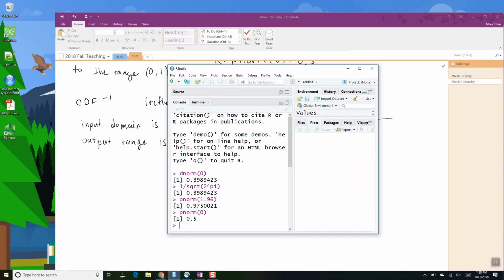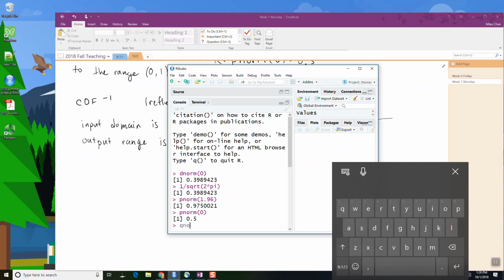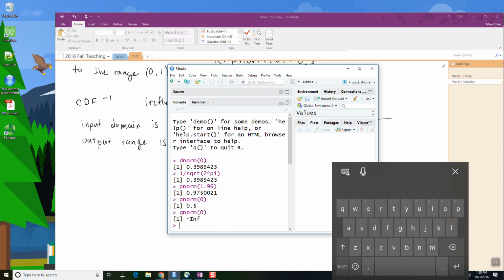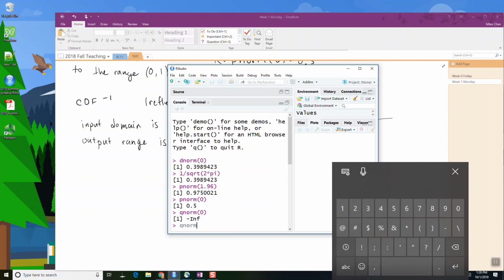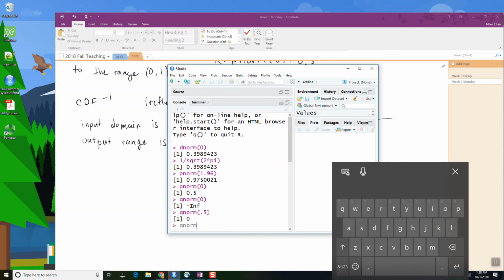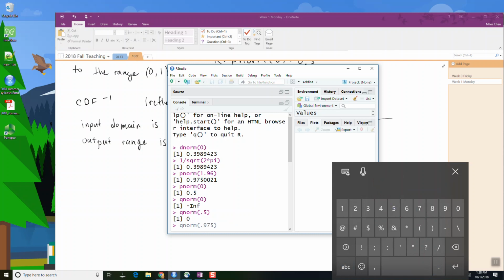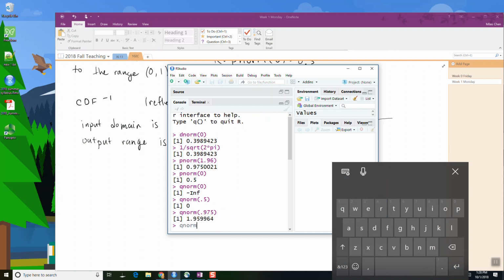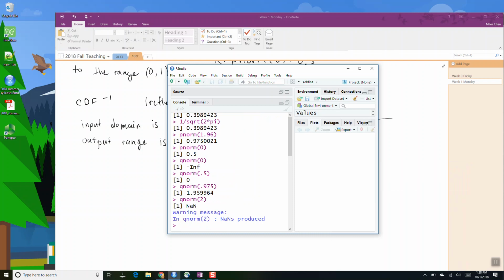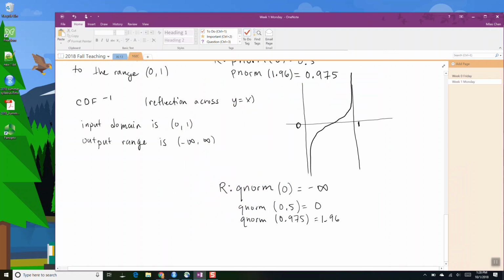And so indeed, if I type in qnorm of 0, okay, it tells me negative infinity. If I say qnorm of 0.5, okay, I get 0, and then qnorm of 0.975, I get 1.96, right? And then if you give qnorm anything outside of the range of 0 and 1, like if I did qnorm 2, okay, it tells you you're not going to get a number, all right? There's nothing that's going to give you a 2. Okay, so that's how it goes, all right?